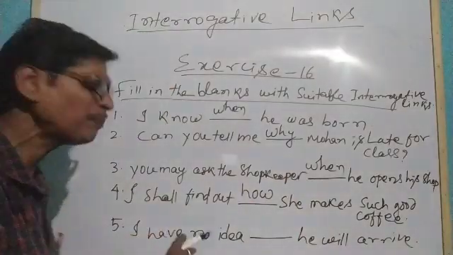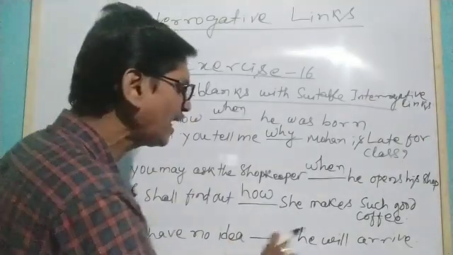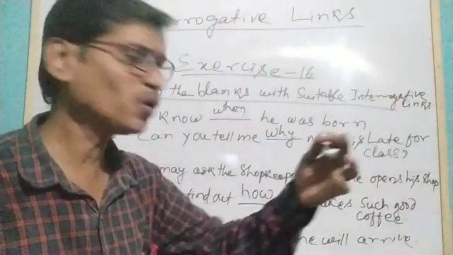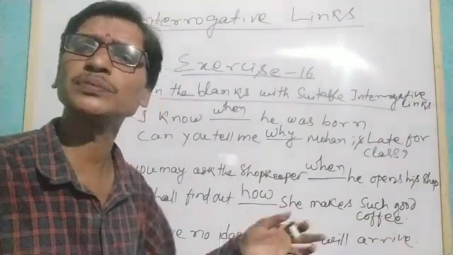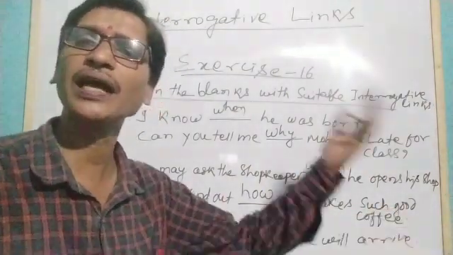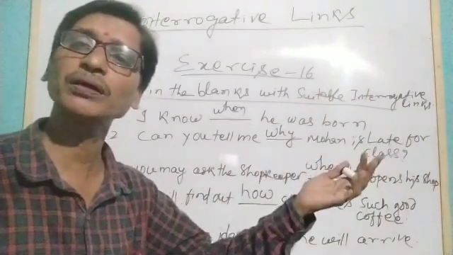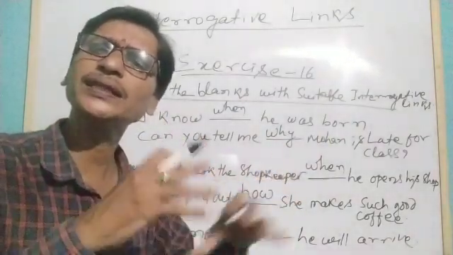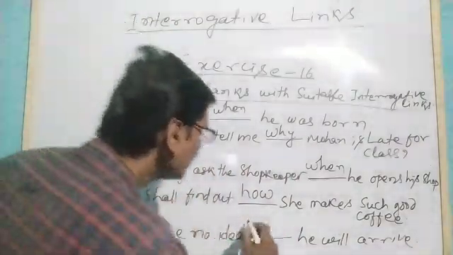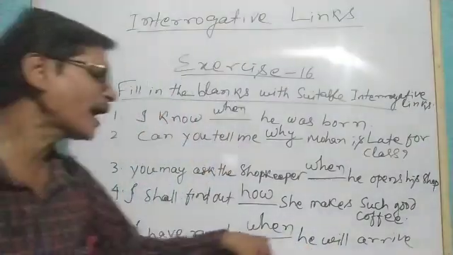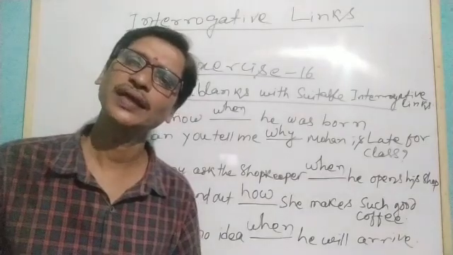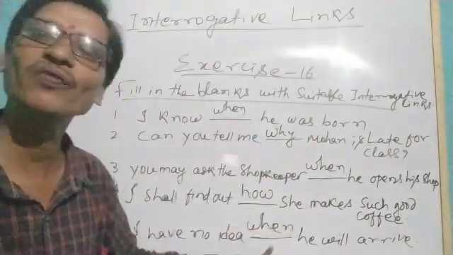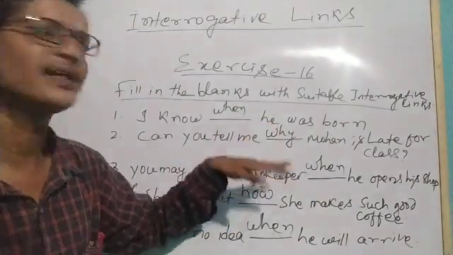Okay, next, I have no idea dash he will arrive. Arriving and departure. You know, when we go to the railway stations or the bus stands, buses and trains arrive and they leave the station. Leaving the station is called departure, and arrival is when they arrive. So both arrival and departure are related with the time. So here we can use when. I have no idea when the train will arrive. Understand? So we understood how we used when, why, when, how, when, mostly to talk about time, reason and procedure.